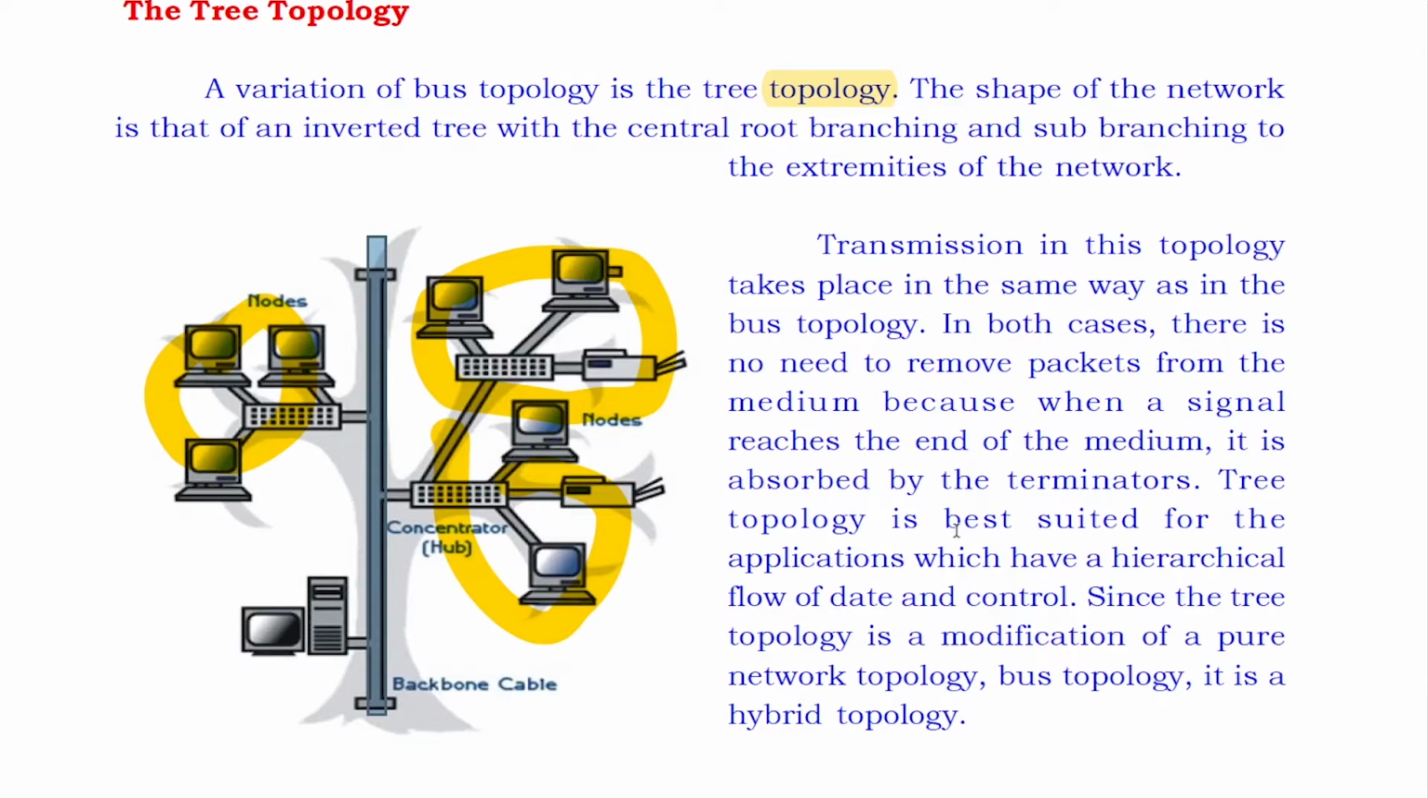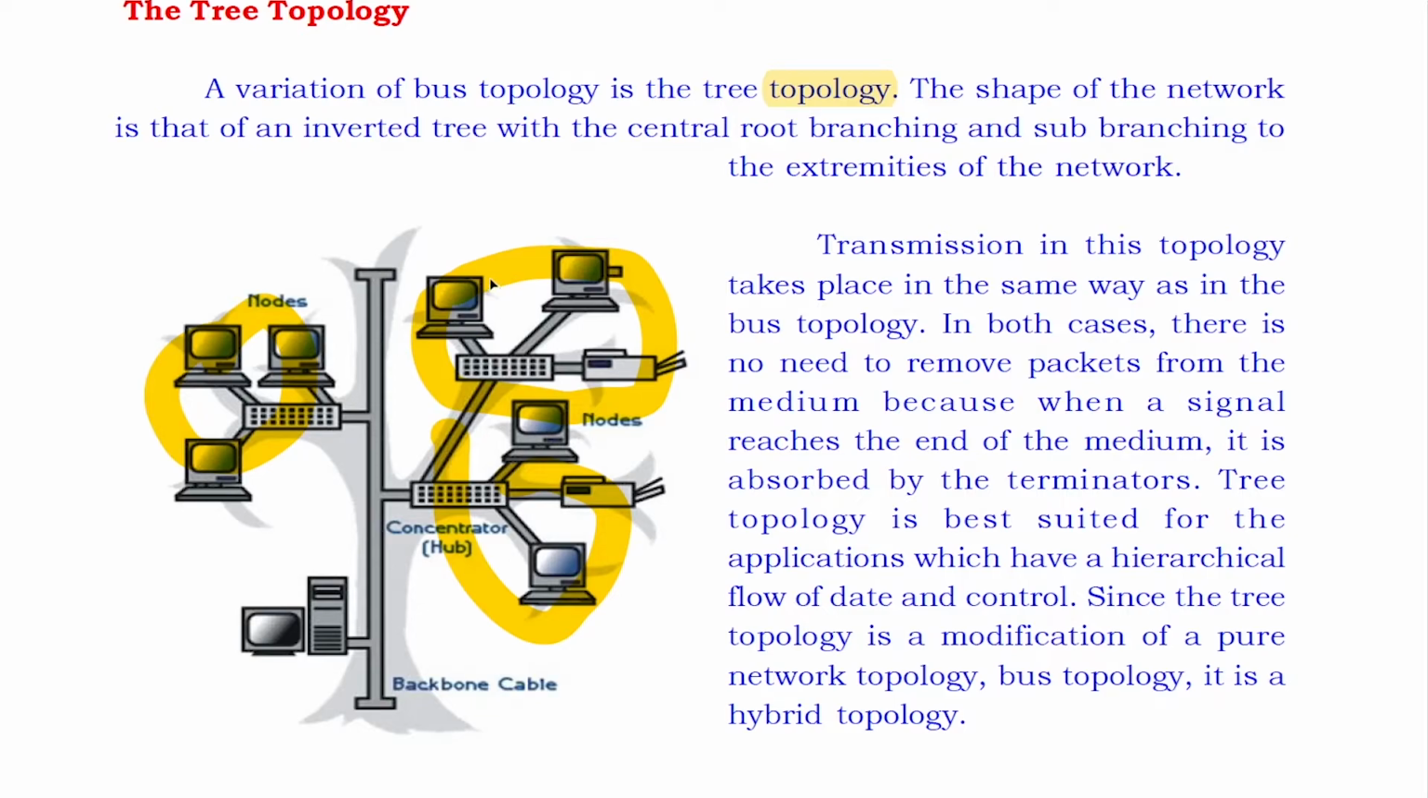So tree topology is the best suitable for applications which have a hierarchical flow of data and control. We have a hierarchical flow of data, moving from top to bottom, and we have to control it. So some data should go here and some data should go here, so that things can be done. That's the best suitable, and it can also be easily extended.